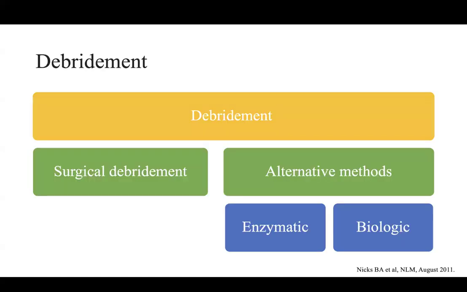In the other aspect, there are biologics which involve using medical maggots, that is the green bottle fly larvae. The larvae secrete proteolytic enzymes, which liquefy the necrotic tissue and leave the healthy tissue intact. Maggot therapy can be used for pressure ulcers, venous ulceration, and also diabetic foot ulcers. However, the main disadvantage of maggot therapy is the negative perception about its use by the patient and the staff.